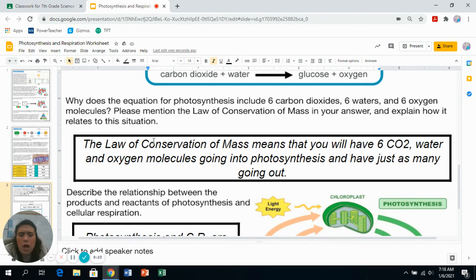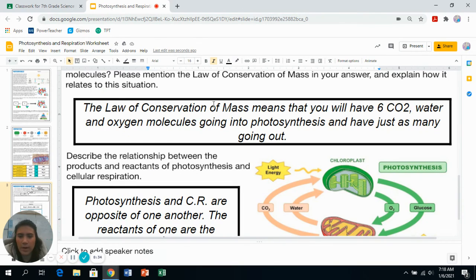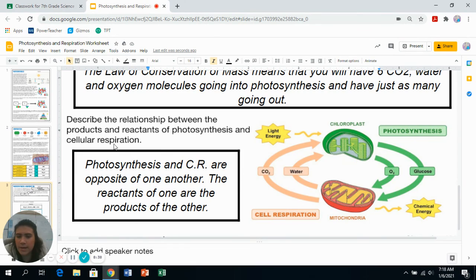Okay. The law of conservation of mass means that you will have 6 CO2, water, and oxygen molecules going into photosynthesis and have just as many going out. So I want you to go ahead and write that answer into your worksheet. And then describe the relationship between the products and reactants of photosynthesis and cellular respiration.